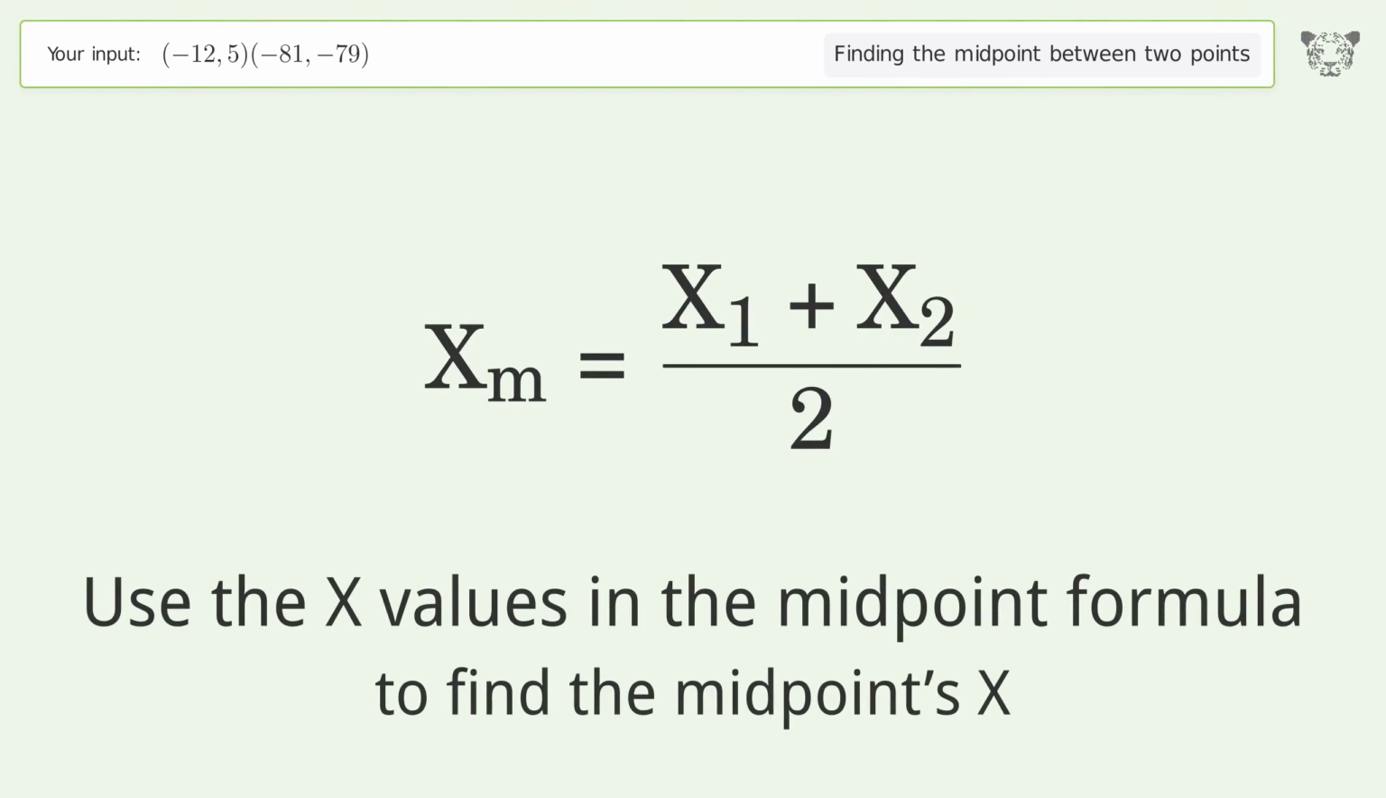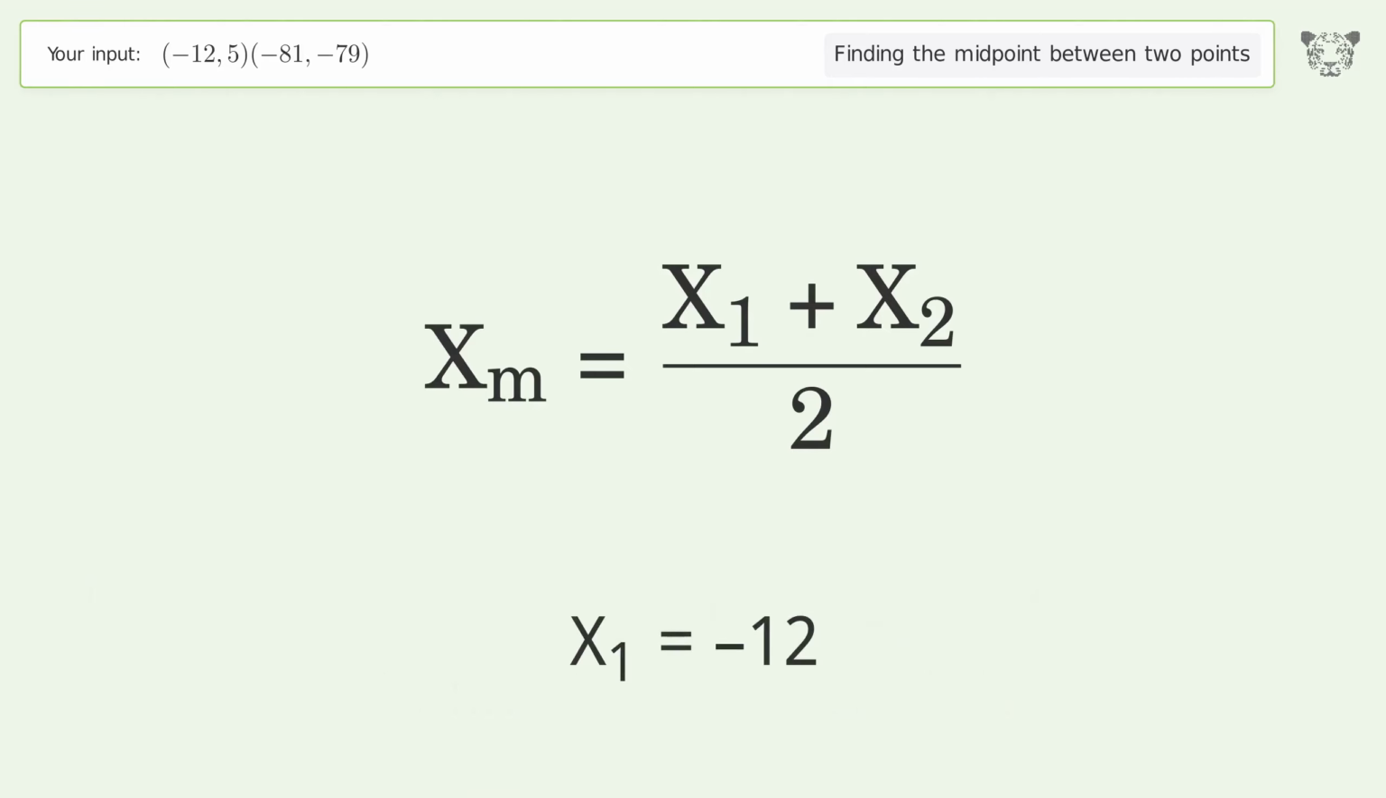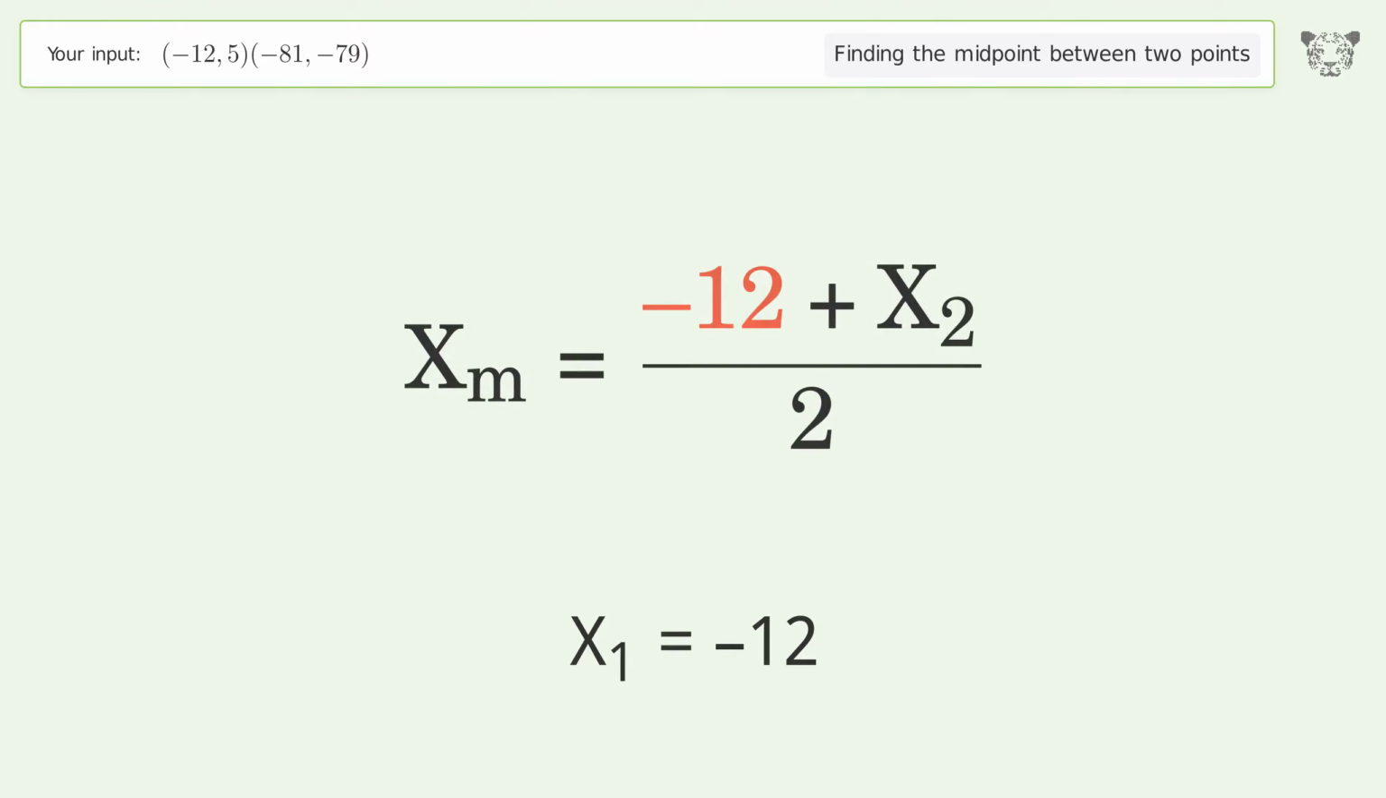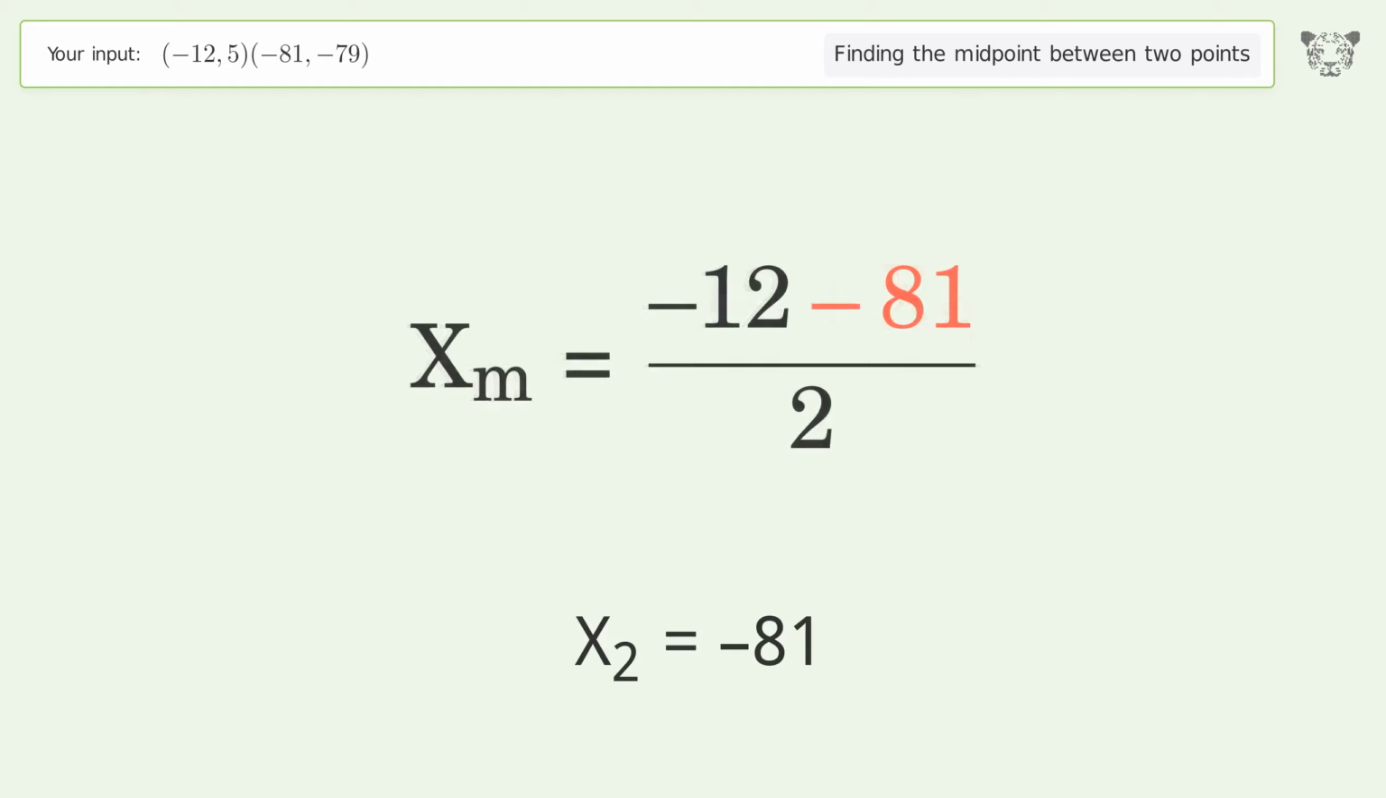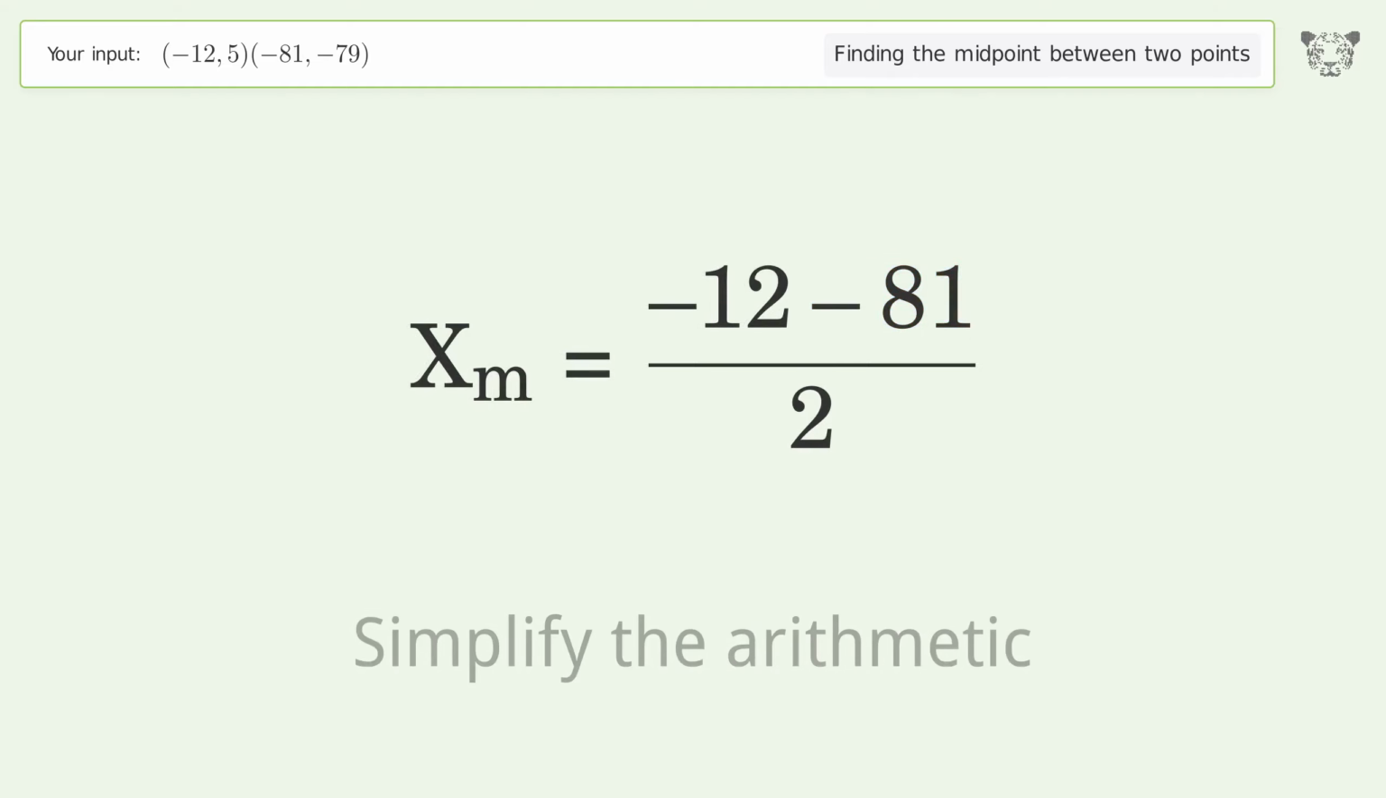Use the x values in the midpoint formula to find the midpoint's x. x1 equals -12. x2 equals -81. Simplify the arithmetic.